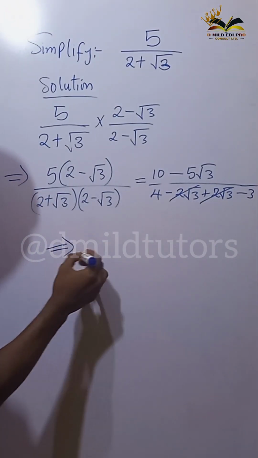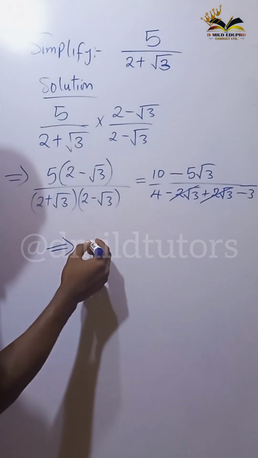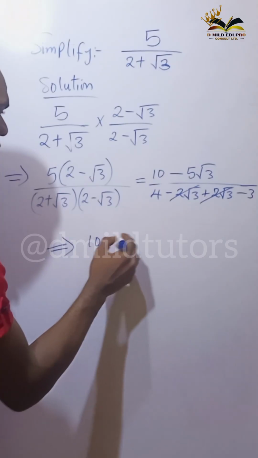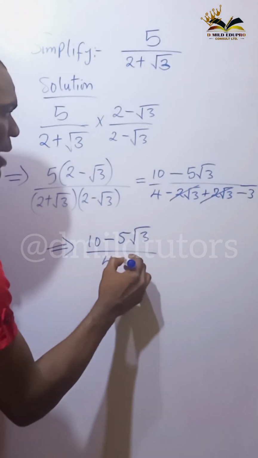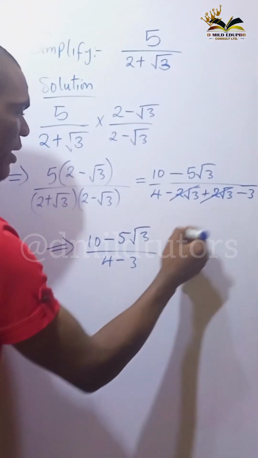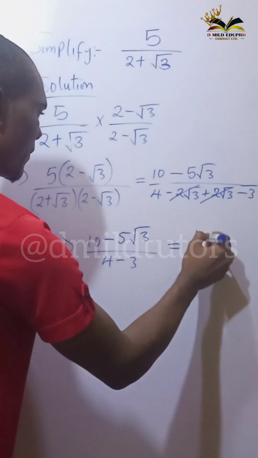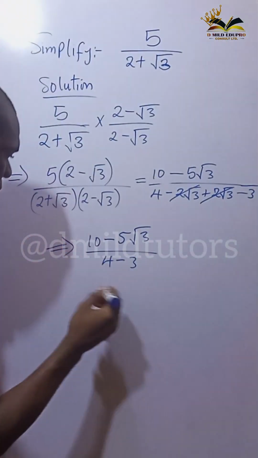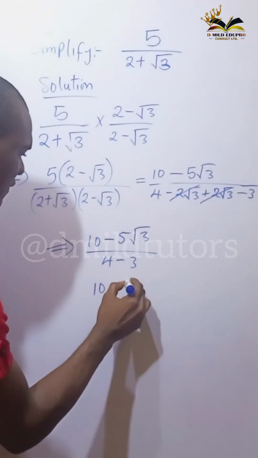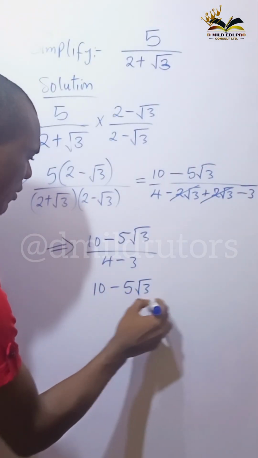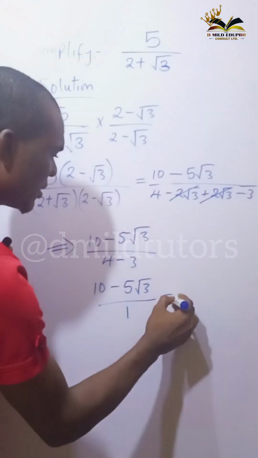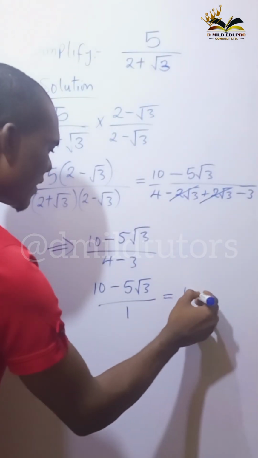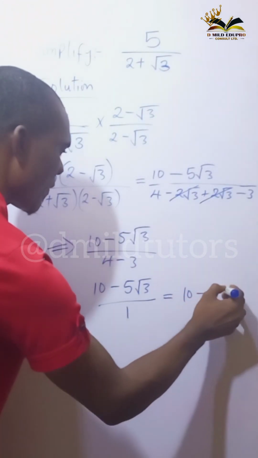So the answer to this question, therefore, will now become 10 minus 5 root 3 all over 4 minus 3 here. So this becomes 10 minus 5 root 3 over 1. And please remember, anything divided by 1 gives you that same thing. So the answer to this finally becomes 10 minus 5 root 3.